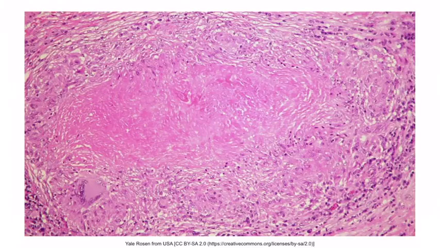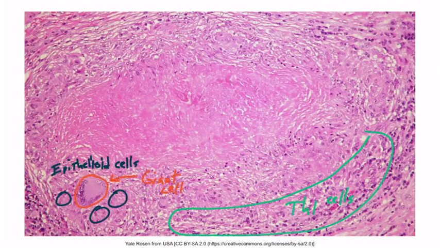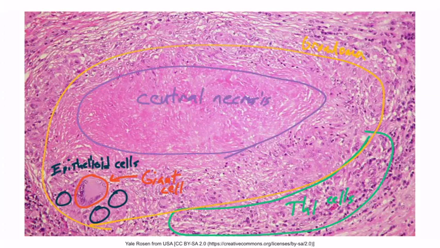Here's a histological image of a caseating granuloma. We can see the collection of Th1 cells out here, and we can see the epithelioid cells. We can also see a giant cell, and in the center of this big granuloma, we can see this big area of central necrosis. And as you can see, all the material in this area totally lacks nuclei. So this is a caseating granuloma. So what infection would you be thinking of? That would be TB or systemic mycoses, which are fungal infections.